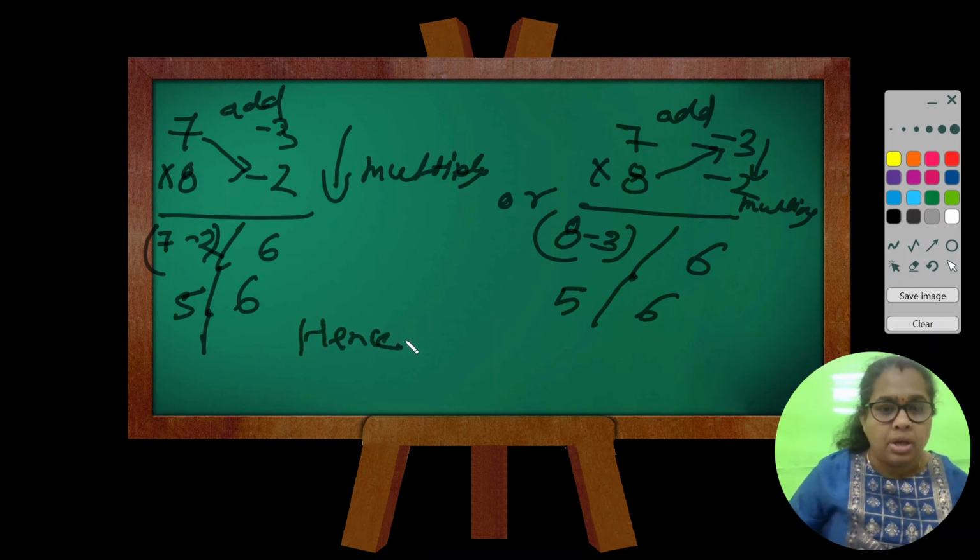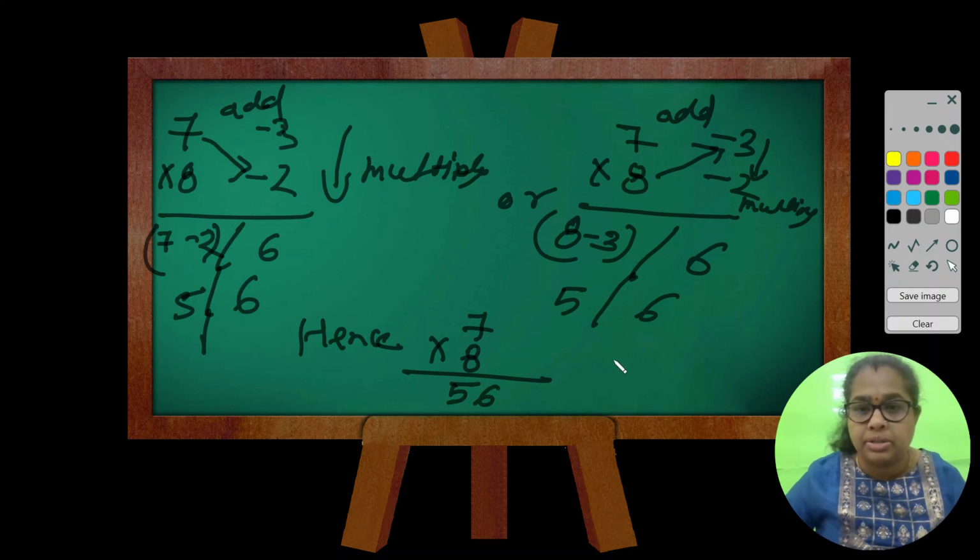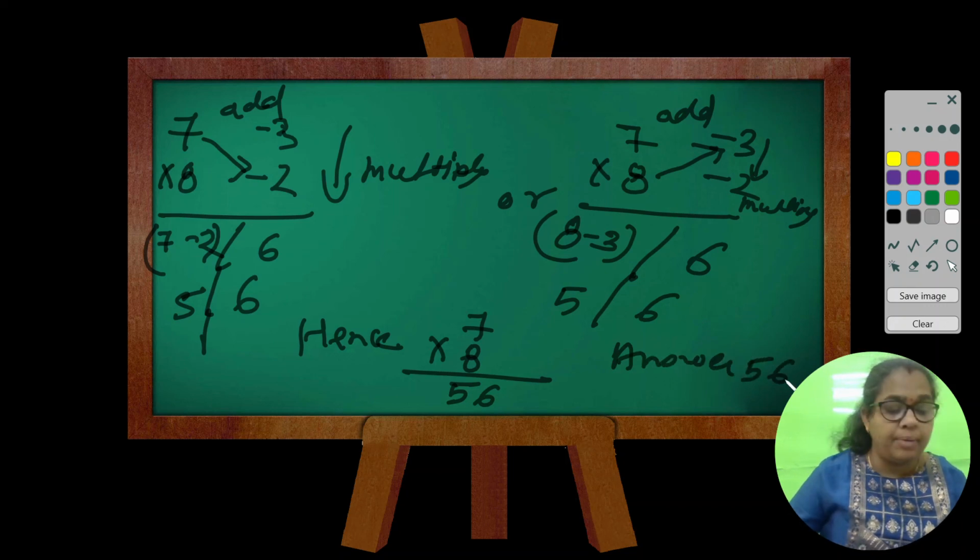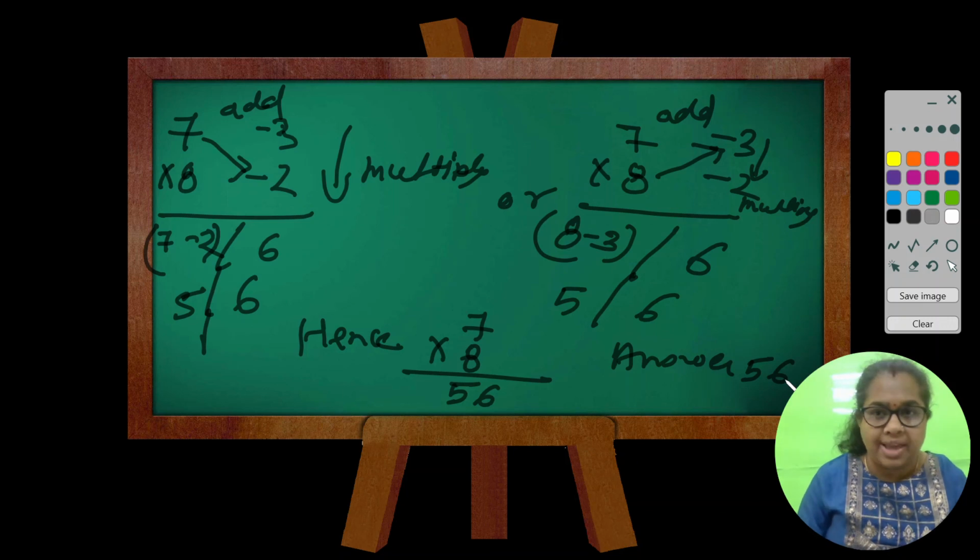Hence your answer will be 7 into 8, which will be equal to 56, children. So your answer is 56. This is the way you are going to do the Vedic math problems. These are the steps. Everything we'll do in 1 or 2 steps; we'll not do more steps to solve these things. So this is the method. That's why I've explained it to you in great detail.